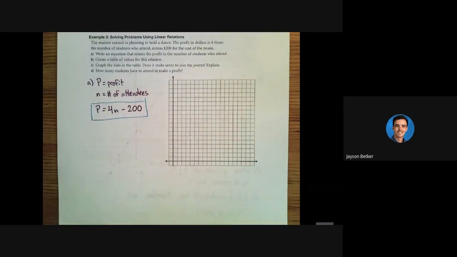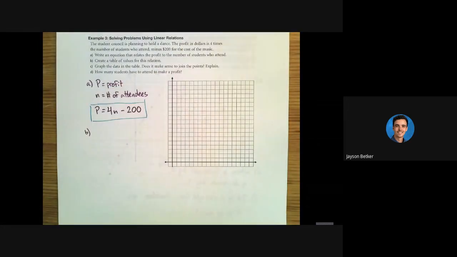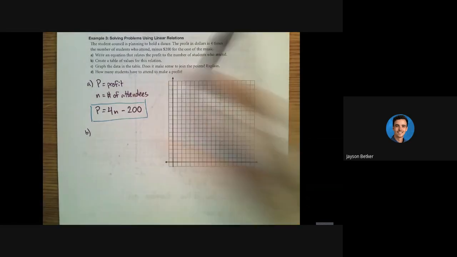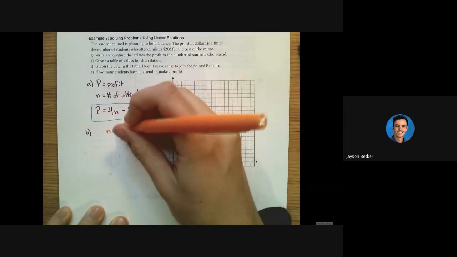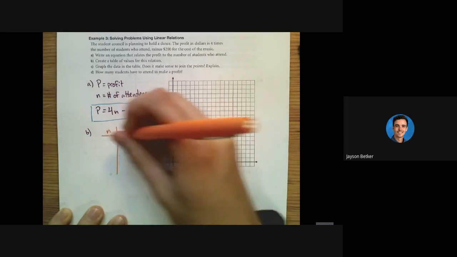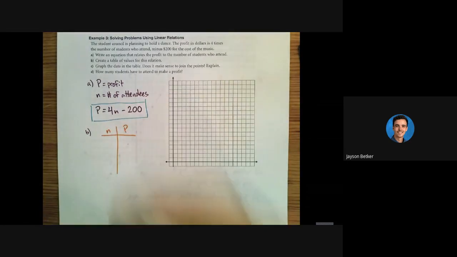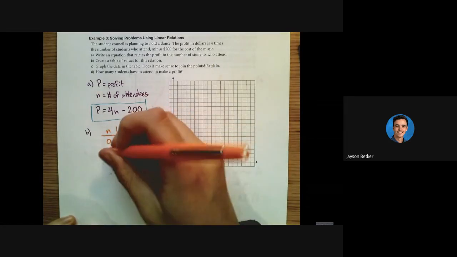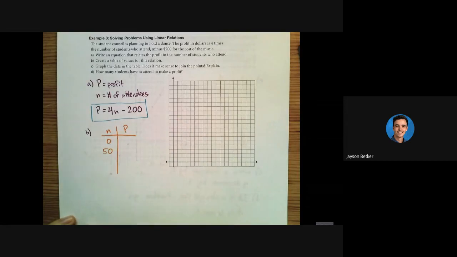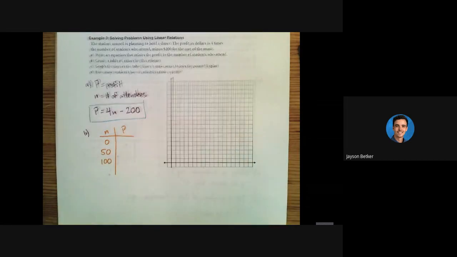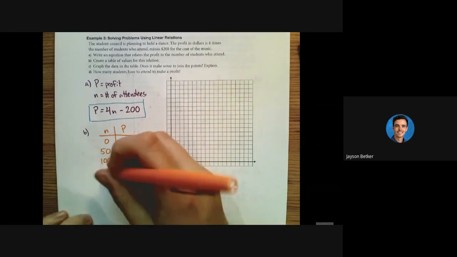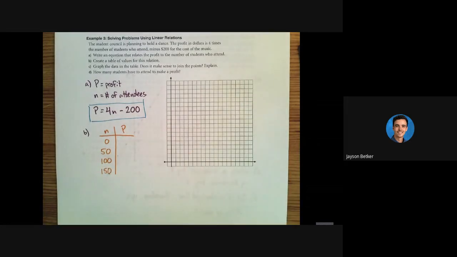Sometimes they're a little bit trickier to see. All right, B. B is create a table of values for this relation. And it doesn't say a number to go from a range in. So for N and P, we can choose what we want to do. Maybe let's go from, I mean, we should consider a scenario where there's no students, 0. Then let's consider a scenario where there's 50 students. And let's consider a scenario where there's 100 students. And then let's just do one more. Let's consider a scenario where there's 150 students.